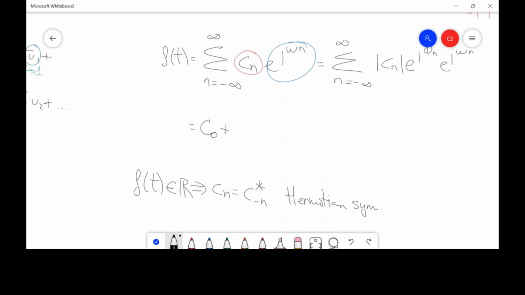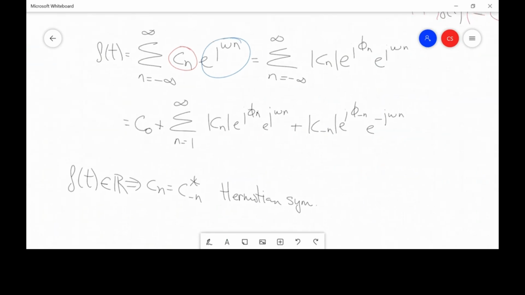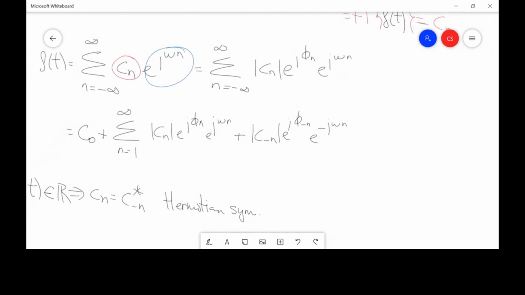Okay, so that means that instead of going from minus infinity to infinity, I will go from 1 to infinity. And I will do the following: I will put both terms at the same time. So I will put Cn, the one Cn is this one, and I will put the one of minus n. So let us write it first. The one of minus n. Okay? So instead of going from minus infinity to infinity, I go from 1 to infinity, and I keep both here. I keep the n and the minus n.